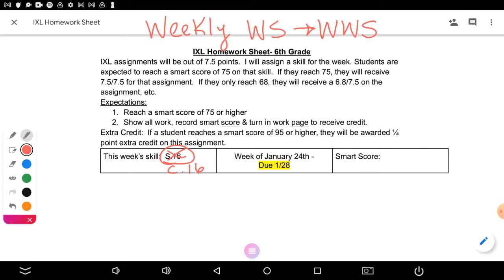So sometime between now and Friday, you will go to IXL, you will log in, you will go to skill C16. Whether you've worked on it before or not, it's dropped down to a 0. Okay, your SMART score right now is a 0, meaning you haven't practiced it at all. By Friday, I want you to try and reach a SMART score of 75 or higher. Okay? Typically, if you get them correct, it's 10 to 15 problems.